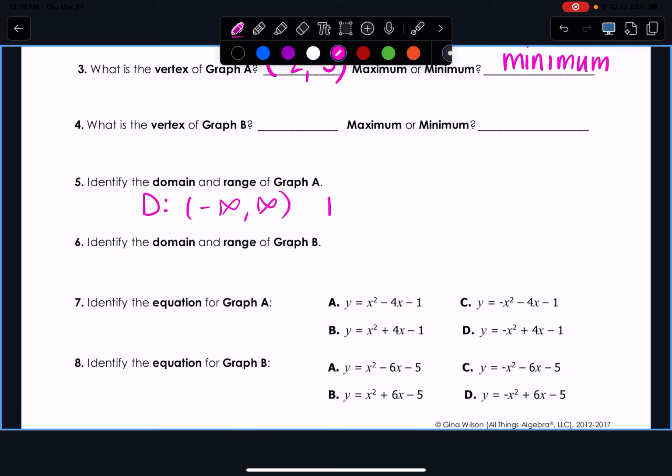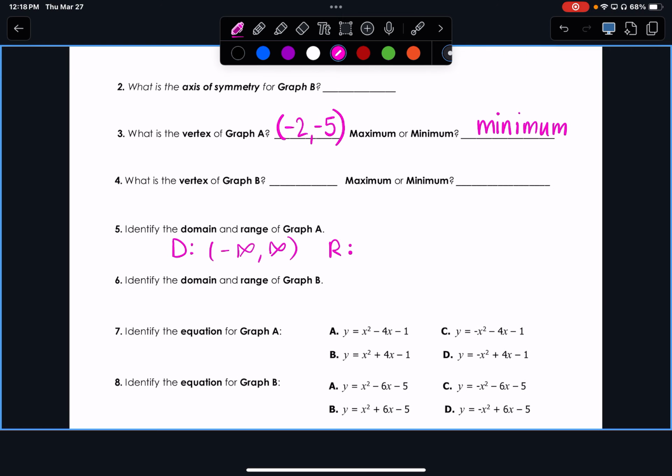What was the 2 again? We didn't do 2. Okay, we're only going for graph A. I was wondering why we didn't do 2.